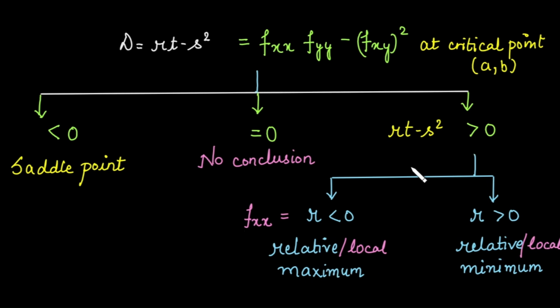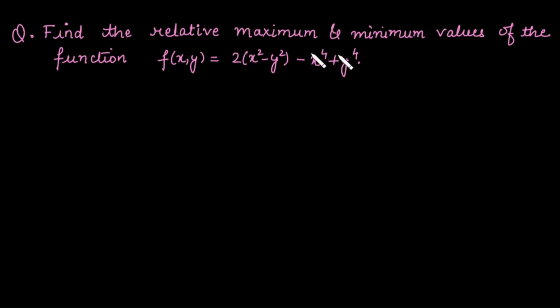Let's understand this concept with the help of an example. Here we need to find the relative maximum and relative minimum values of this function. The function is 2 times (x squared minus y squared) minus x raised to power 4 plus y raised to power 4. Firstly, we will calculate the partial derivative of the function with respect to x and with respect to y. This is equal to p and this is q.